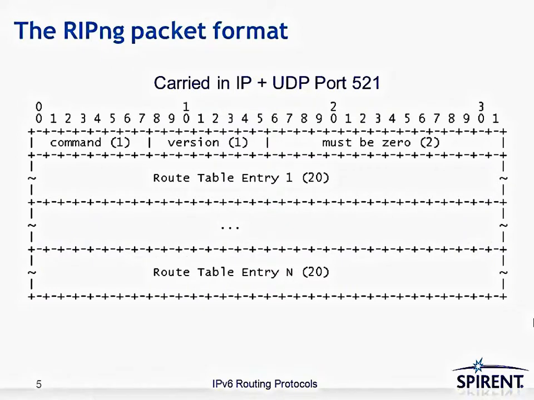This slide depicts the RIPng packet format. Of course, RIPng is carried in IP, actually IPv6 of course, and has UDP port 521. As you can see, there's a few fields that are common: command field, version field, and an MBZ, or must be zero, field, followed by one or more route table entries.